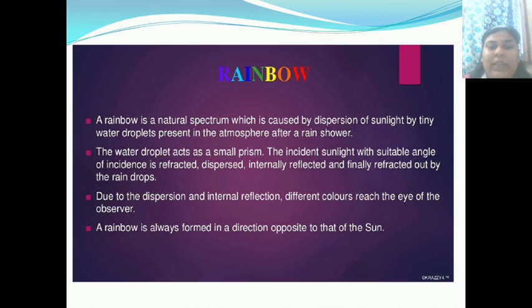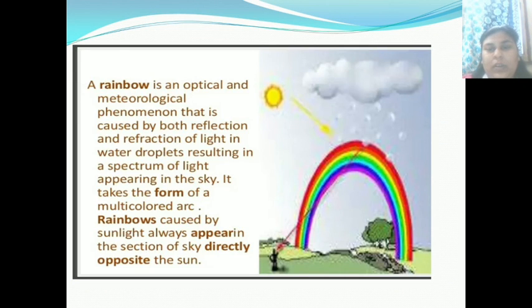A rainbow is always formed in a direction opposite to that of the sun. So, for seeing the rainbow, we have to stand such that our back is toward the sun and our face is toward the rain. Only in this position are we able to see the rainbow. Things are clearer with this image. You can see the sun is here and the raindrops are here. This person is standing with his back to the sun and his face toward the rain, and after that he is able to see the rainbow.